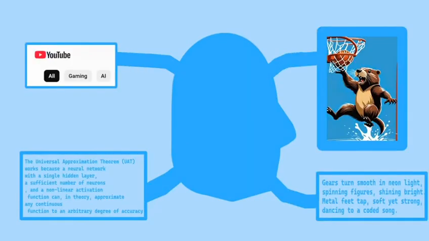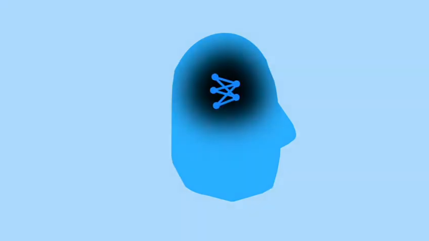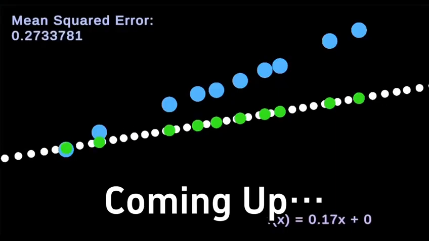Nowadays, AI is everywhere, from generating images to your YouTube home feed to search engine results to large language models like ChatGPT. AI has become an essential part of our day-to-day lives. Now let's dive into curve fitting, the fundamental idea behind neural networks.